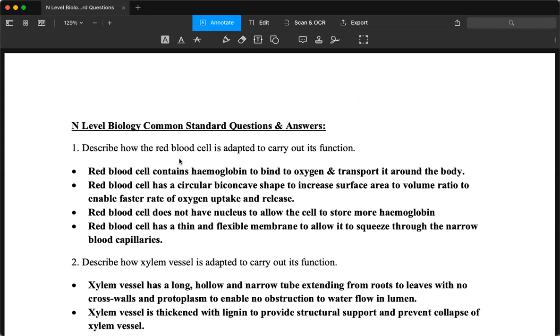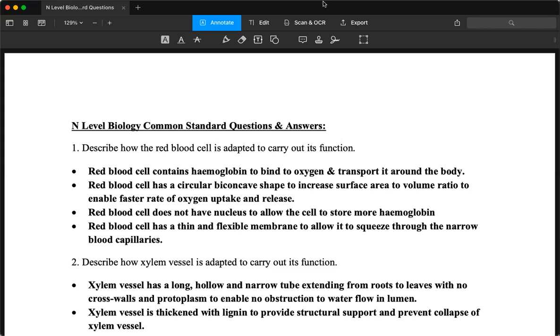Describe how the red blood cell is adapted to carry out its function. So what are the key points to take note? Number 1, it is important to take note that the questions may ask students to provide more than one adaptation. So it depends on the question. If they say 2 adaptations, you give 2. What if they never specify the number of adaptations? Then you will give according to the marks allocation.